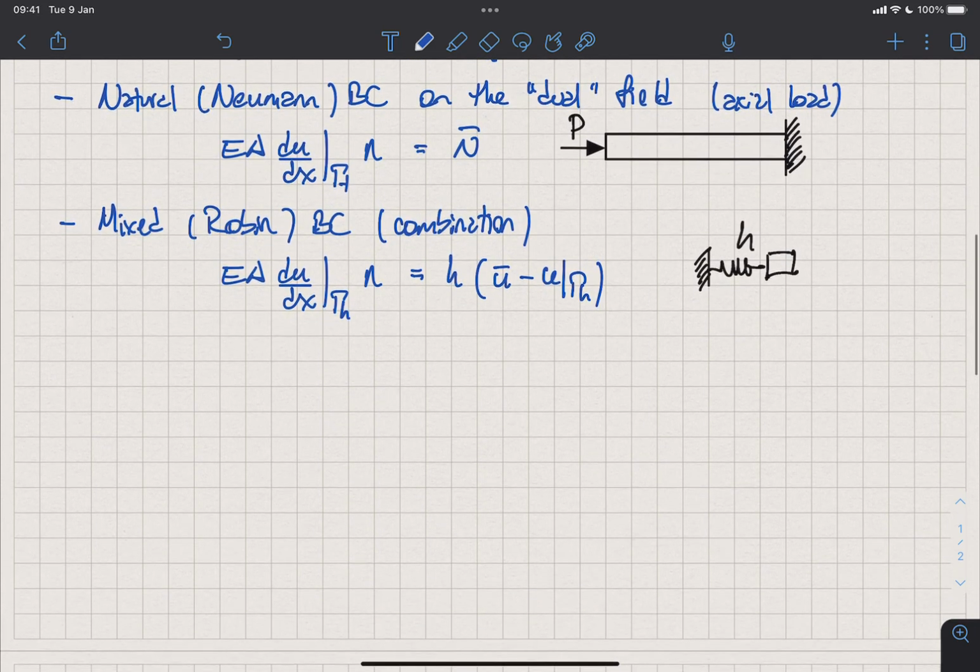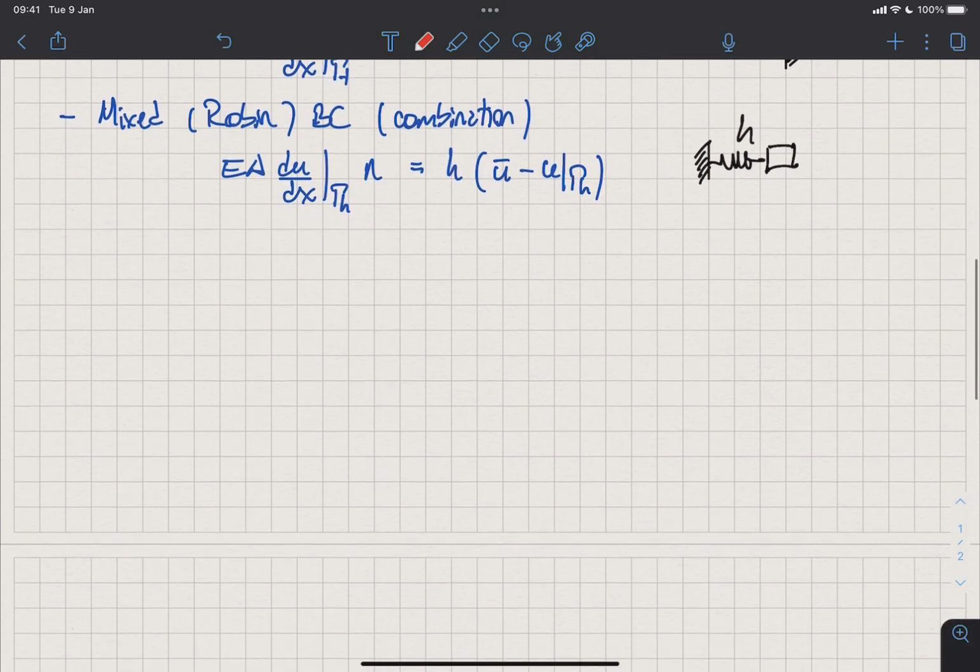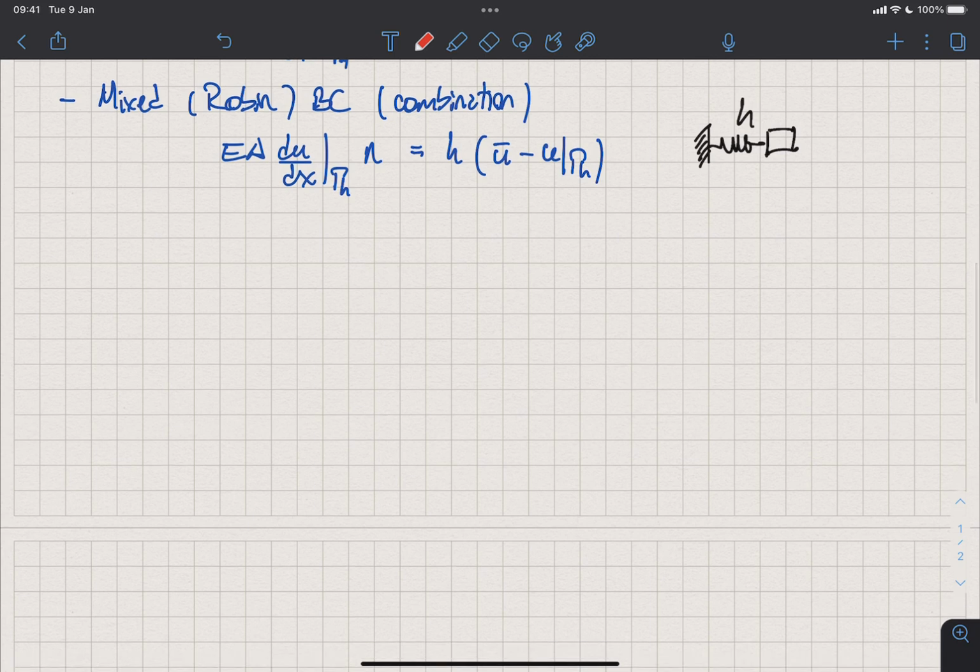Okay, so now we have all the ingredients to set up what we call the strong form. We're doing okay in time, still plenty, right? We're good. So we're going to formulate our strong form.